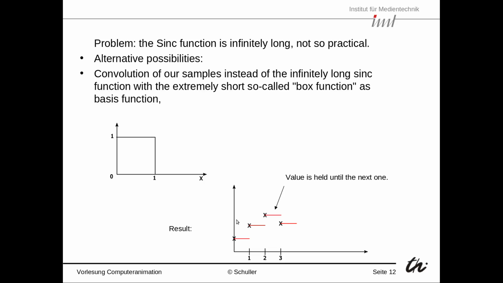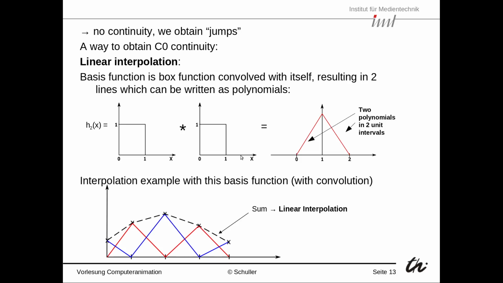And if you have your samples on the integers, then you get something like a sample and hold function. So it takes the sample and holds it until the next sample arrives, and then it keeps that sample. But you can see here the function itself is then not continuous, it has jumps. Right? So we have interpolation, but it's not even continuous in the function value itself. So that's not so good. So we obtain the jumps. Here's a way to obtain C0 continuity.